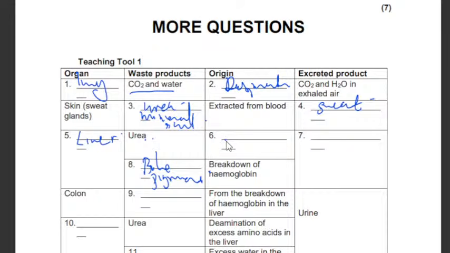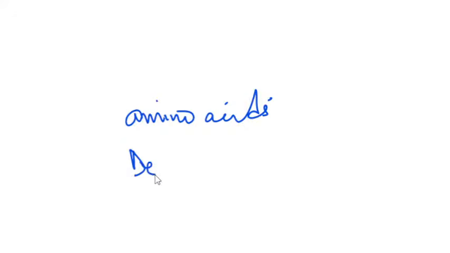origin. Where do we find urea? Where is urea coming from? Urea actually is a product of protein as a result of deamination. Remember, proteins have what we call amino acids. So when you deaminate, you are removing the amino group. You are removing this amino group.